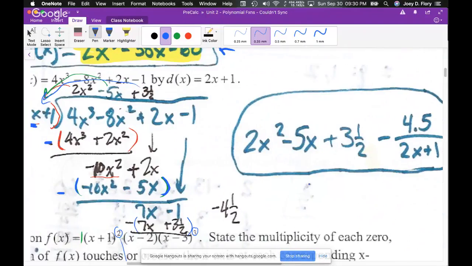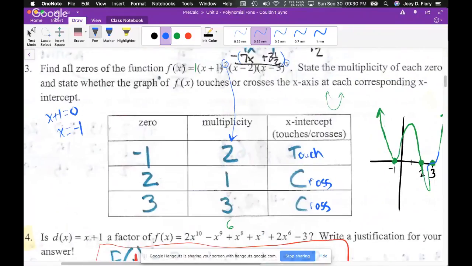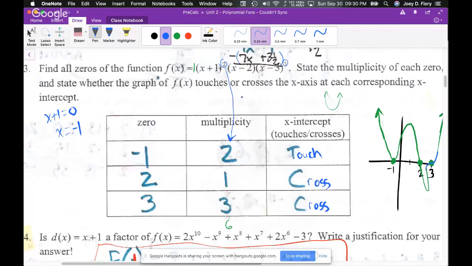All right, let's speed this up a little bit. Number 3 on the practice test says find all zeros. They give us factored form. They give us a table. They also want us to state the multiplicity and whether that implies that it touches or crosses at each zero.